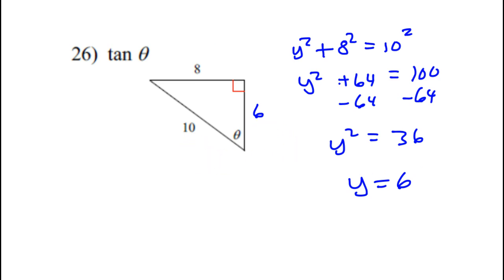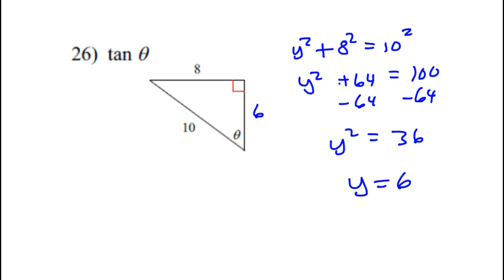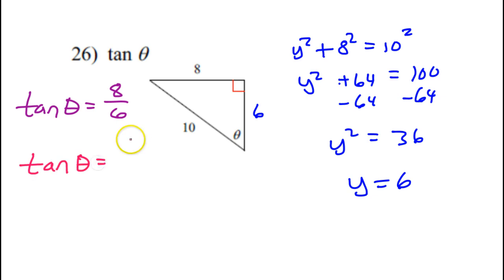So now we can go ahead and do the tangent. Tangent is opposite over adjacent, so that is 8 over 6. So I would simply reduce that. Okay, so that's going to be 4 over 3. And that's it.